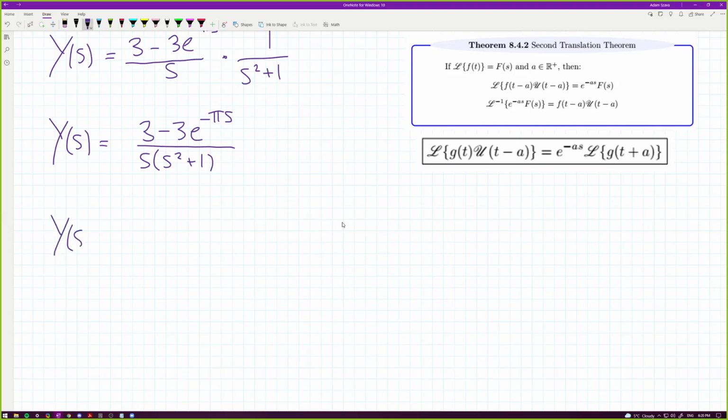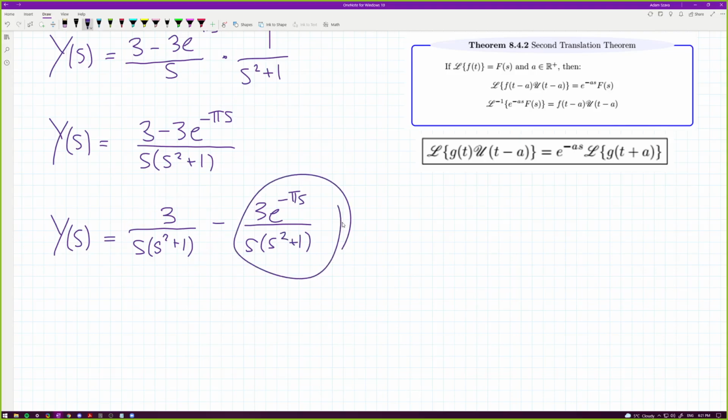We probably want to do partial fractions, but we can't just do it right away because we have an exponential term in the top there. So what you want to do is separate out the numerator. The numerator is in 2 parts here. So it's 3 over s squared plus 1, and then minus 3e to the negative pi s over s times s squared plus 1. This we can do with partial fractions, and this we can also do with partial fractions.